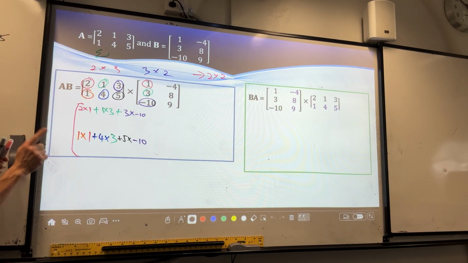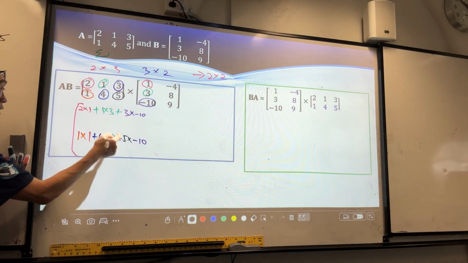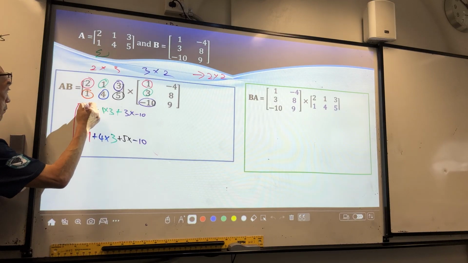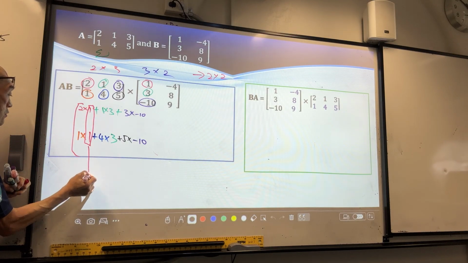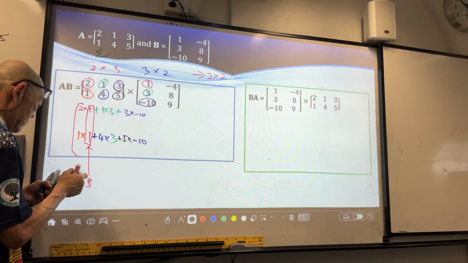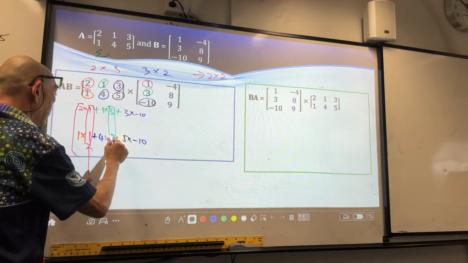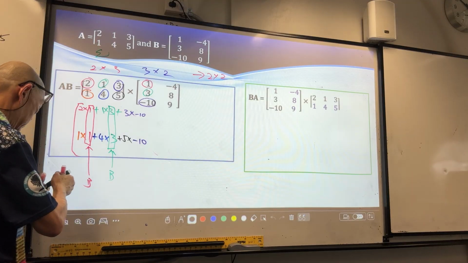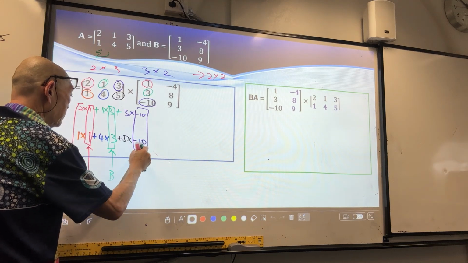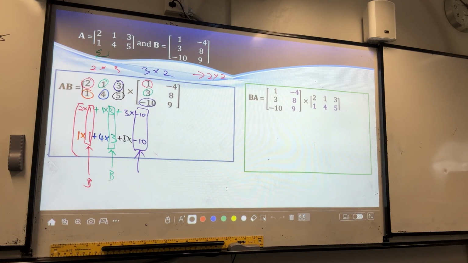Now, if you watch please, if you come through here, you know that all this, the column, this belongs to B. This belongs to B. Right? All this belongs to B. Got it? Yeah? Whereas these are elements of A. Yeah? So it's row times column, row times column.